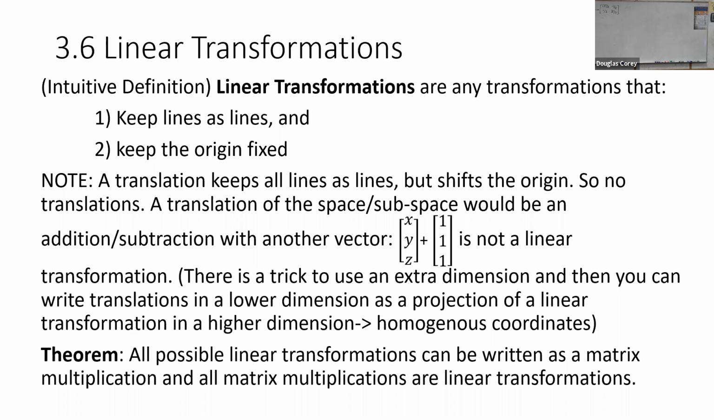A translation, like a shift, where you're just shifting all of the points in one direction, is not a linear transformation. It does keep lines as lines, but it doesn't fix the origin. There is a trick to use an extra dimension, and then you can write translations in a lower dimension as a projection of a linear transformation in a higher dimension. That's what 3D animators and roboticists do. They're called homogeneous coordinates. And all possible linear transformations can be written as a matrix multiplication and vice versa.